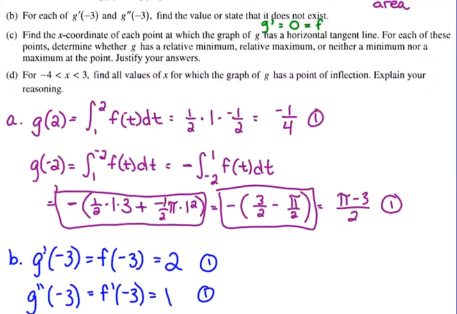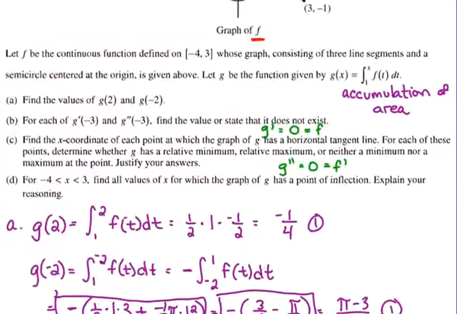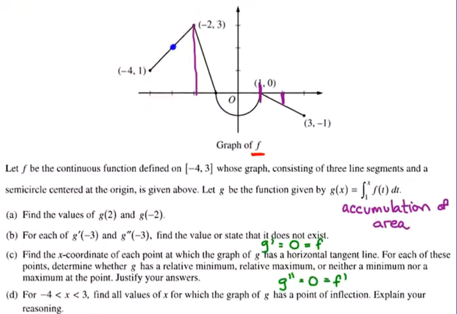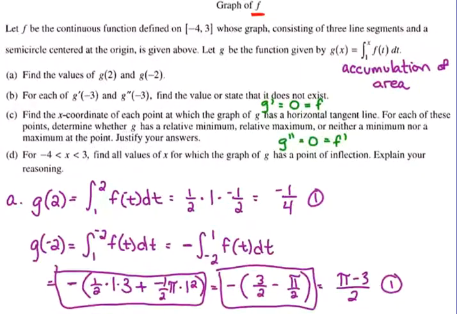All right, last part, part D. Between -4 and 3, find all values of x for which the graph of G has a point of inflection. So point of inflection, we're thinking G double prime equals 0. Okay, point of inflection, G double prime equals 0, but let's think about what that is in this context. That is F prime. So where does F prime equal 0? Well, that's where F has a maximum or a minimum. So we're talking at -2, 0, and at 1.